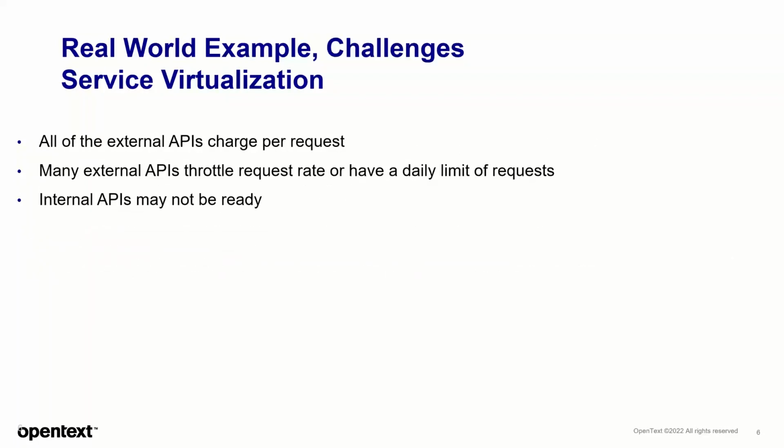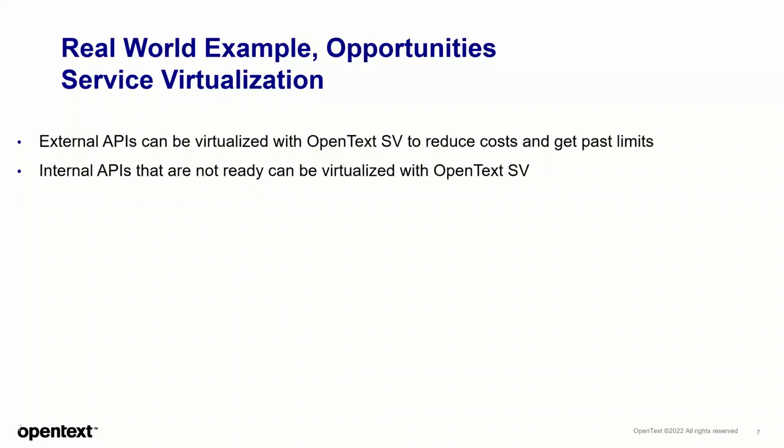So I think I hit on these on the previous screen. All of the external APIs charge per request. Throttling, and internal APIs may not be ready. So I hit all of those. There's a couple more things I want to hit. Using OpenText Service Virtualization allows us to go past those things, and with internal APIs, we are not tied to another microservice's development cycle.